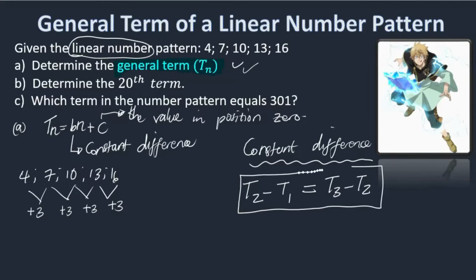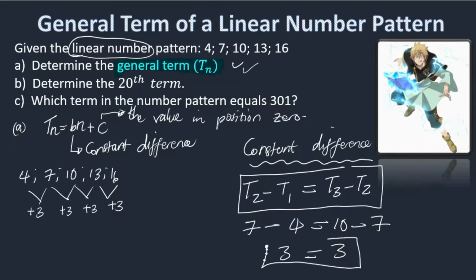This is how the formula goes. For you to prove that you have a constant difference, T2 minus T1 must be the same as T3 minus T2. In this case, T2 is 7 minus T1, which is 4, equals T3, term number 3, which is 10, minus term number 2, which is 7. Here 7 minus 4 is 3, which equals 10 minus 7, which is 3. Right? So we have a constant difference of positive 3 here.